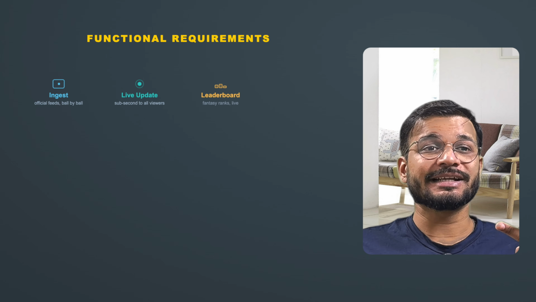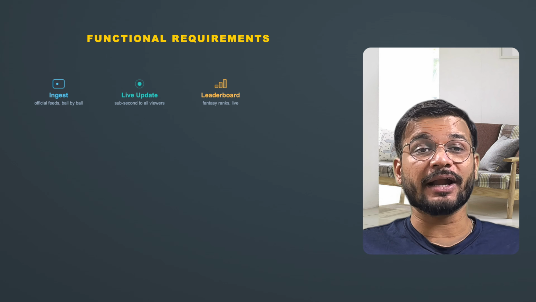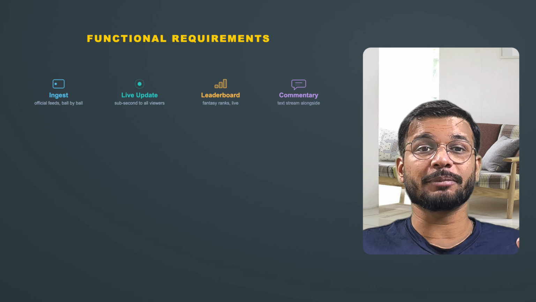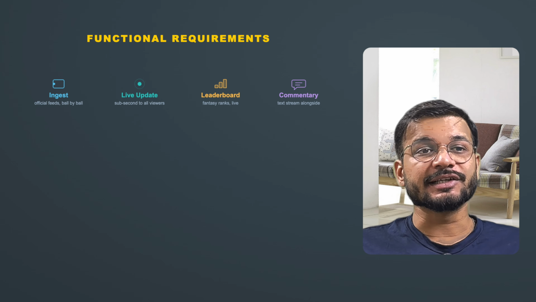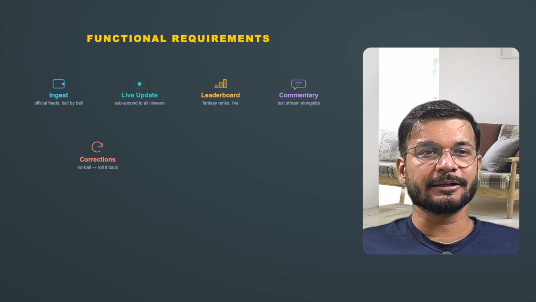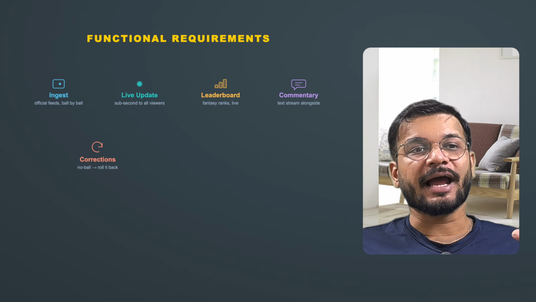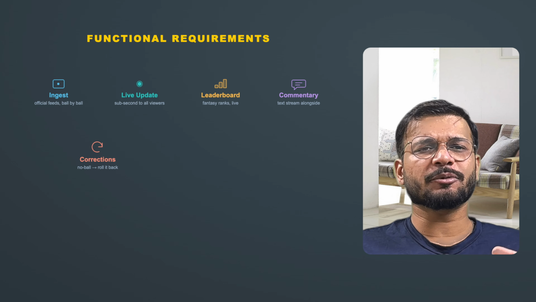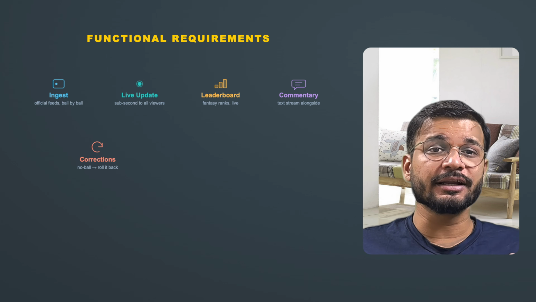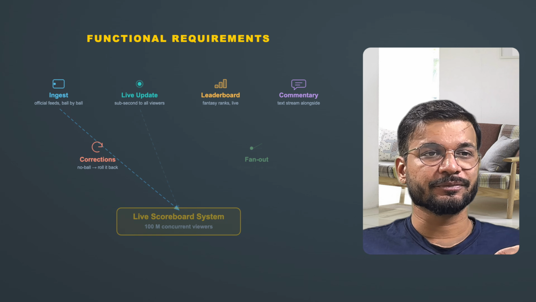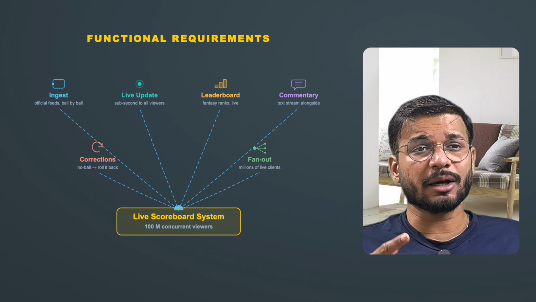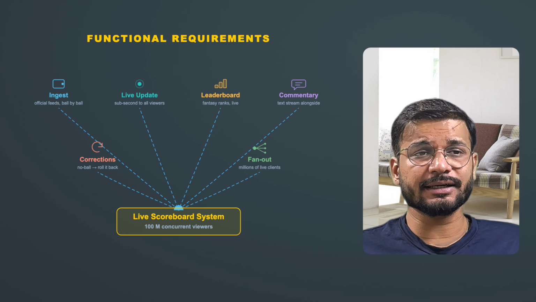Number three is maintaining a global leaderboard for fantasy sports, who is winning based upon the player performance. Then the fourth is supporting live commentary, a stream of text events alongside scores. The fifth is handling score corrections. Data providers sometimes send a correction event, and we need to support the rollback. Sixth is it should push updates to millions of concurrent connected clients.